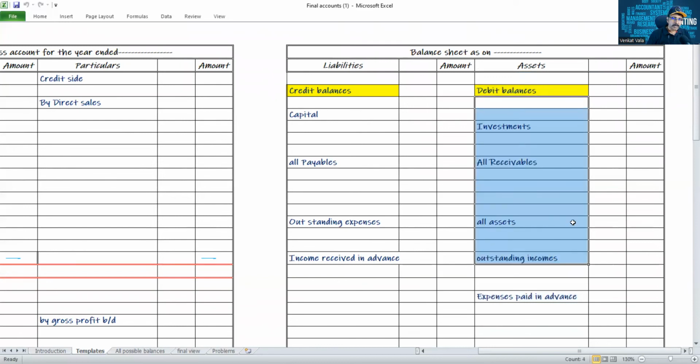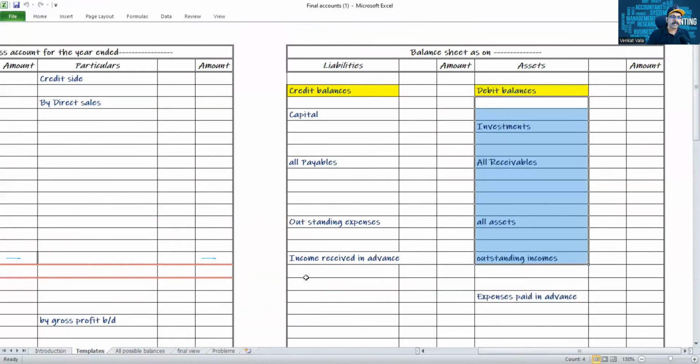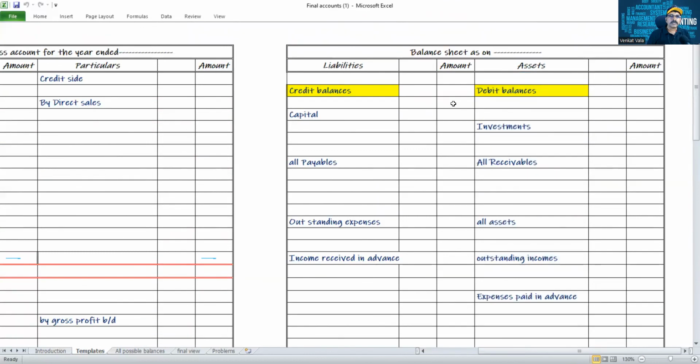Along with receivables, what are the properties possessed by the firm? The assets which are under possession of the firm are recorded at asset side. And finally, when we do everything correctly, after posting and finalizing, the balance sheet will tally. That is, all liabilities, that is capital plus all other liabilities, is equal to value of assets. Hope you understood the essence of final accounts in nutshell.